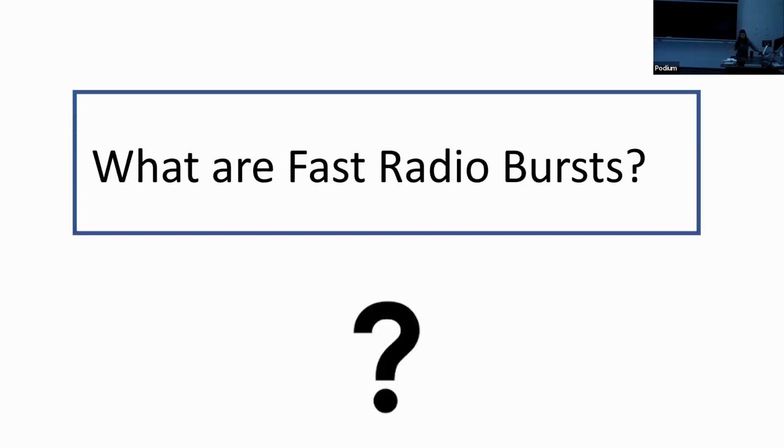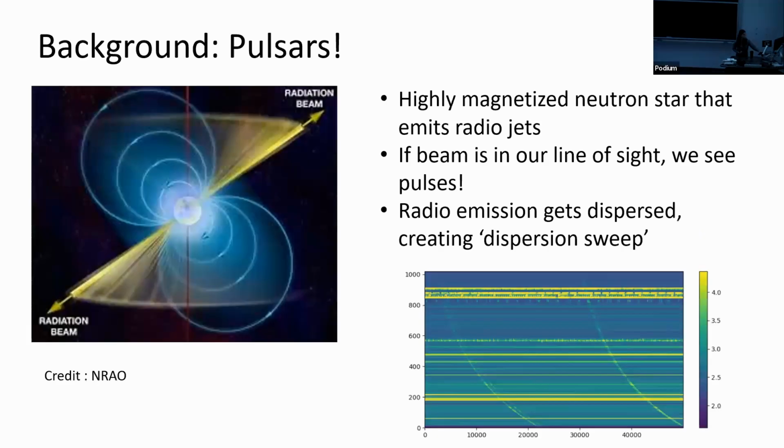So first, what are fast radio bursts? Before I talk about what fast radio bursts are, I wanted to give a background on pulsars, just so that it's very clear, and also pulsars are very important to understand when talking about fast radio bursts. This may be a bit of a review for a lot of you, but pulsars are a class of neutron stars, and neutron stars are the result of a massive star that undergoes explosion and then collapses, but it's not quite massive enough to become a black hole, so you get a neutron star instead.